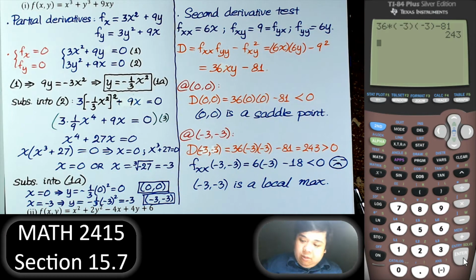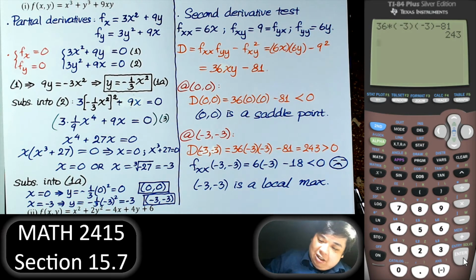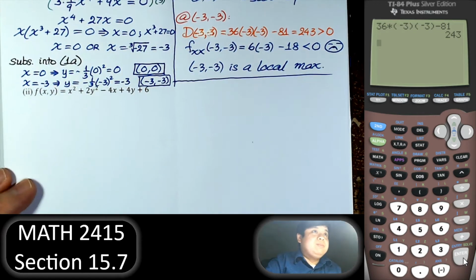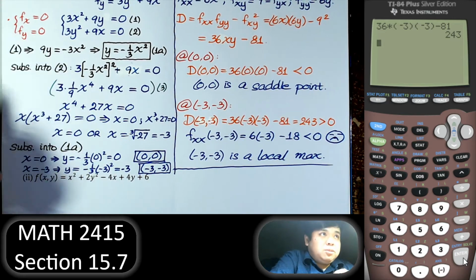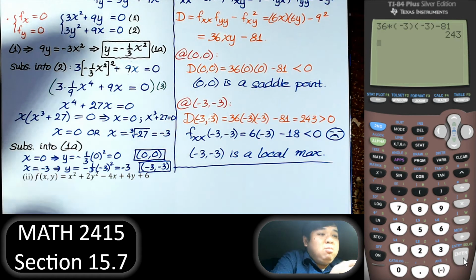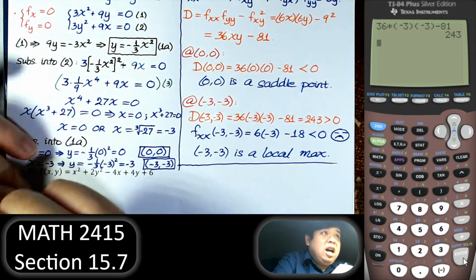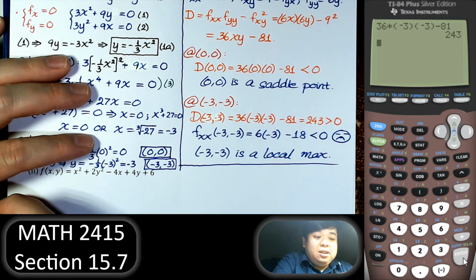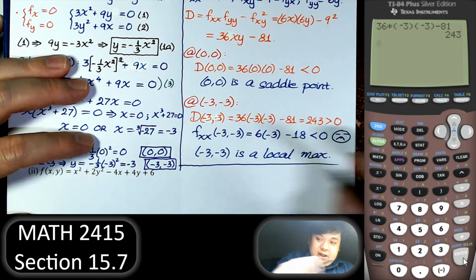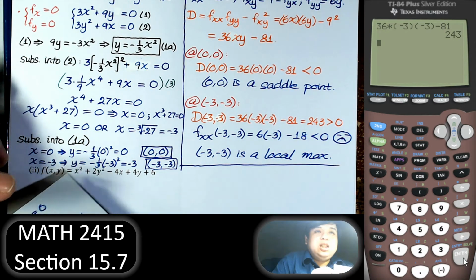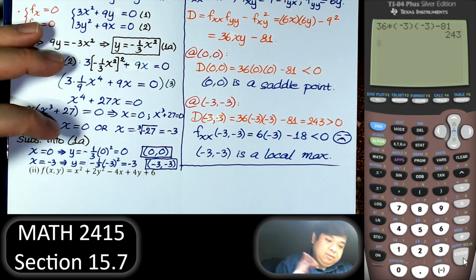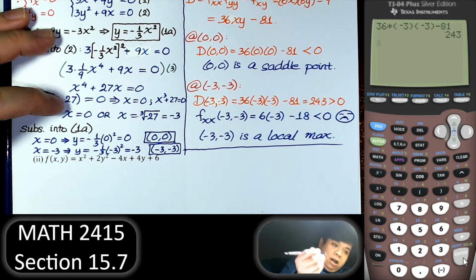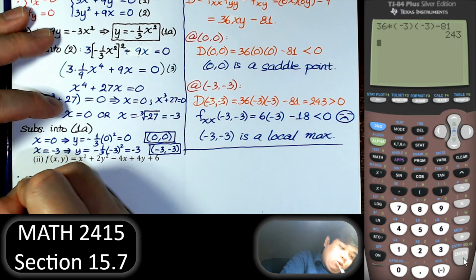So negative 3 and negative 3 is a local max. It's not that bad. Actually the difficult part is how to solve the nonlinear system of equations. Sometimes it could be complicated. Usually try substitution or elimination. Next, we have this example. We do the same thing: find the partial derivatives first.